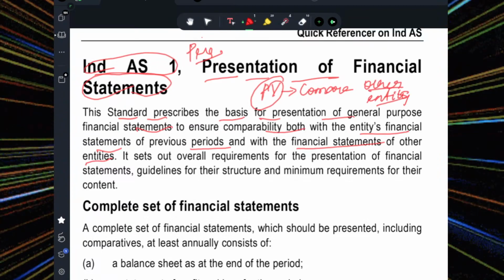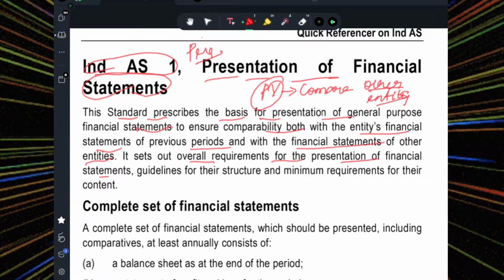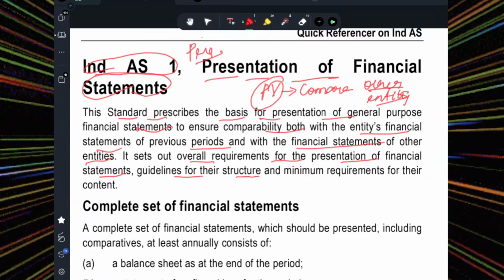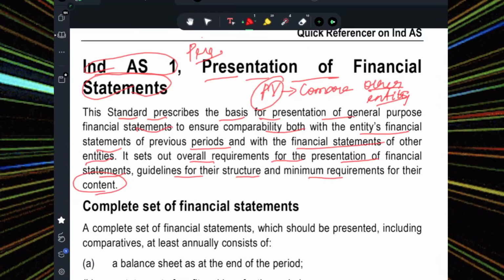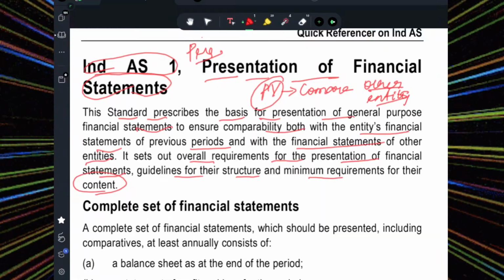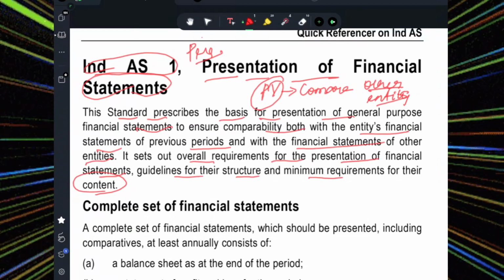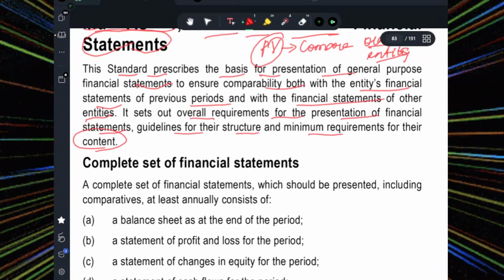For both purposes, this presentation of financial statement is used to set up overall requirements of presentation of financial statement, guidelines for the structure and minimum requirements for its content. So the overall objective is the requirement of presentation of financial statement. To be true and fair, everything should be there, no? It should be comparable with the previous year's financial statement and the current year's financial statement. The guidelines for the structure and minimum requirements for them.